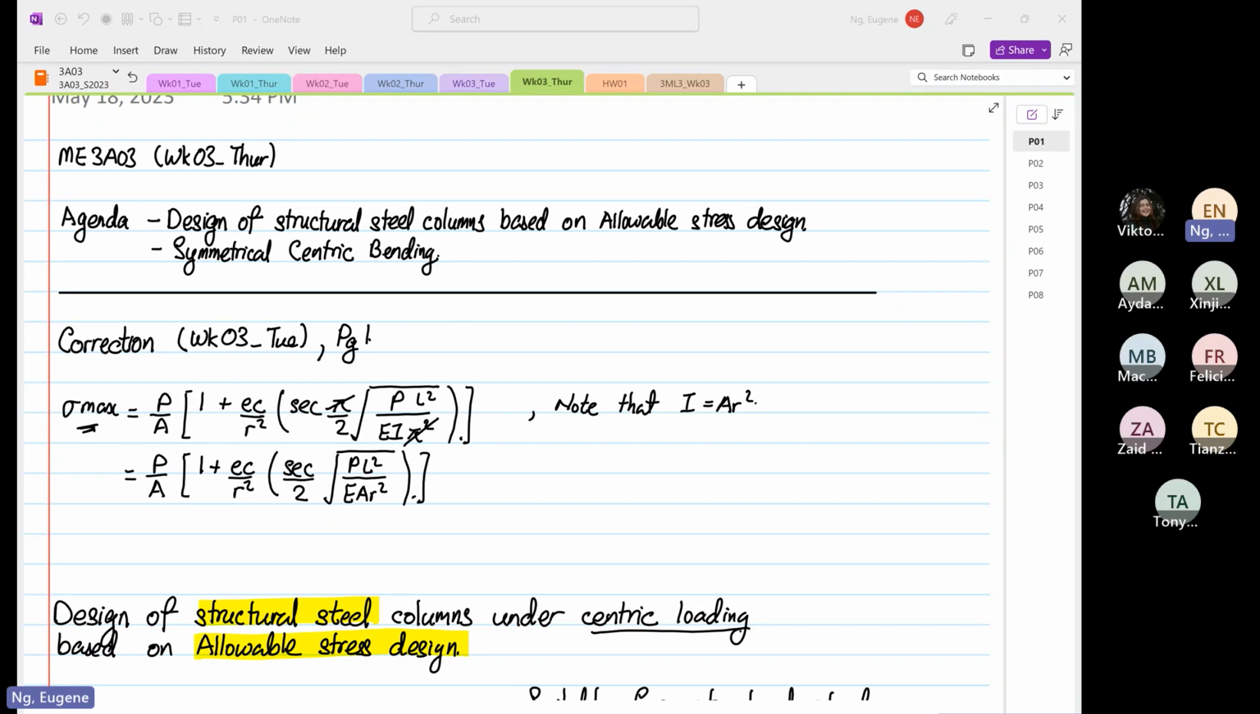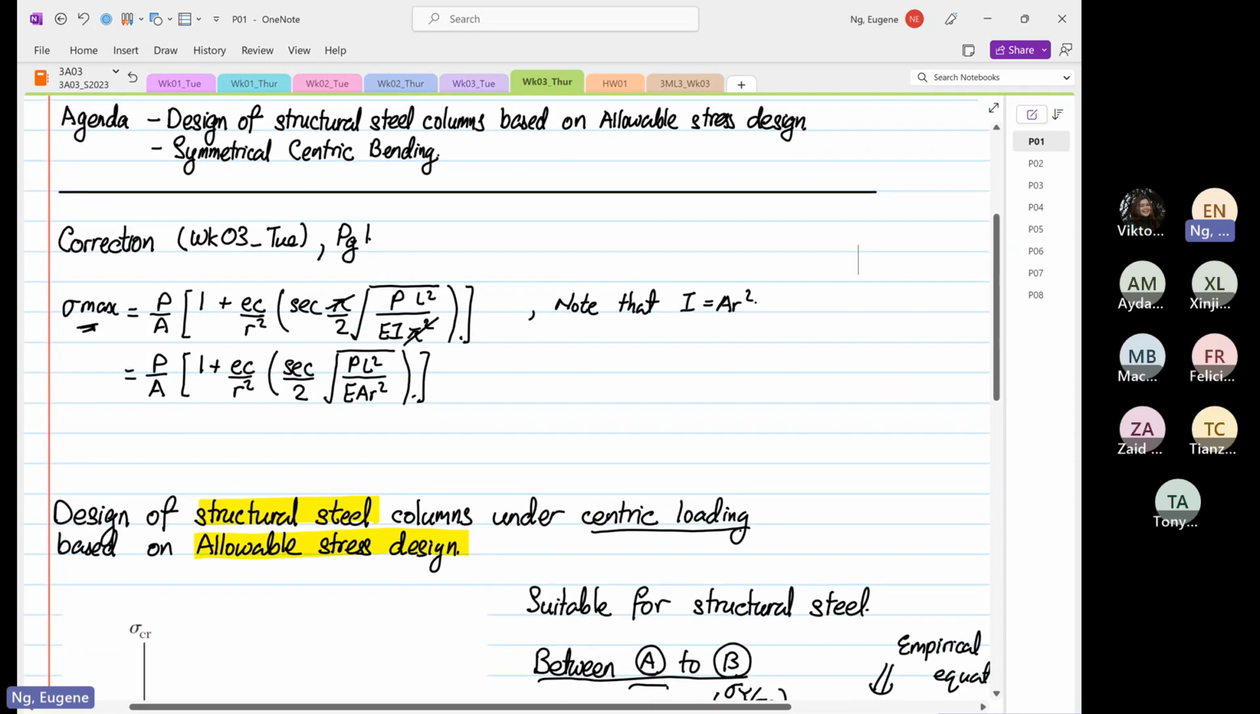After buckling, I hope to start a new topic, which is known as symmetrical centric bending. But first of all, a student pointed out to me that I've made a mistake in one of the equations, and indeed the student was right. So this is a correction on week 3, Tuesday, page 1.